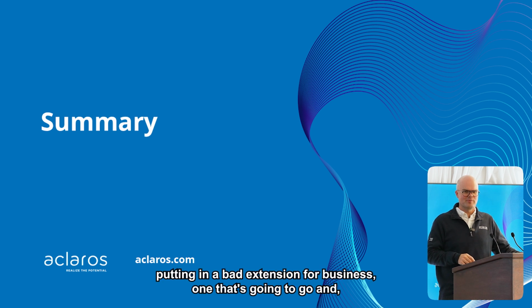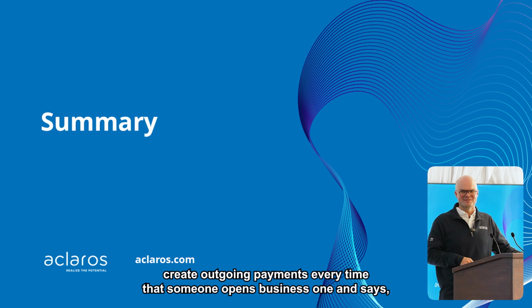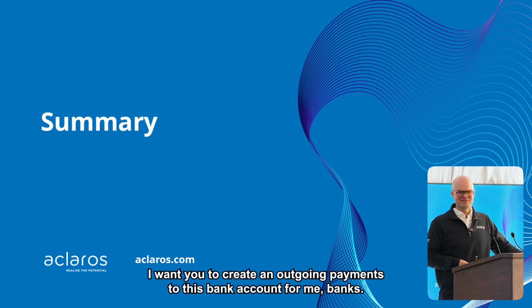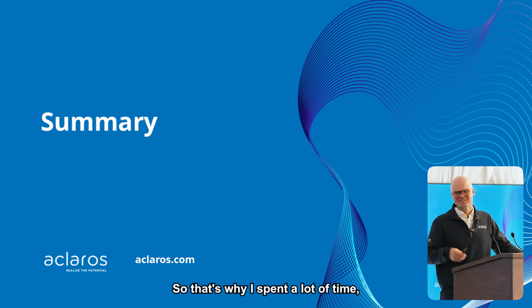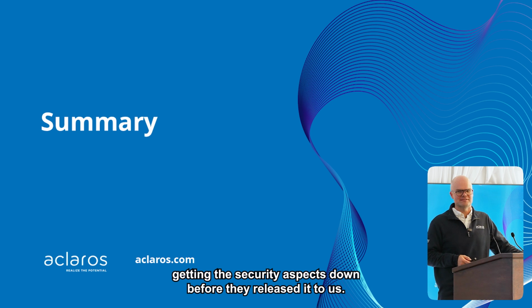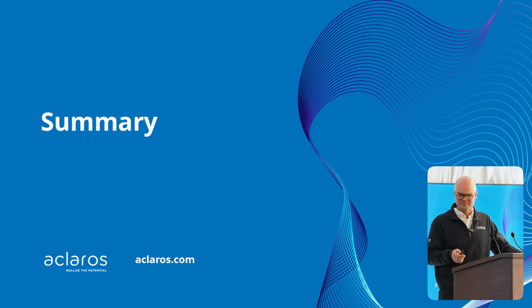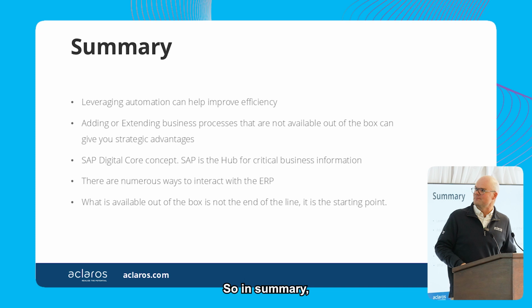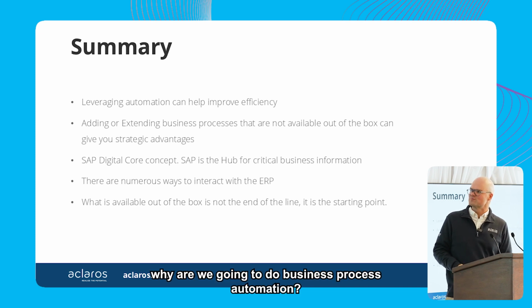We don't want someone putting in a bad extension for Business One that's going to go and create outgoing payments every time that someone opens Business One and says, I want you to create an outgoing payment to this bank account for me, thanks. So that's why they spent a lot of time getting the security aspects down before they released it to us. So in summary, why are we going to do business process automation?